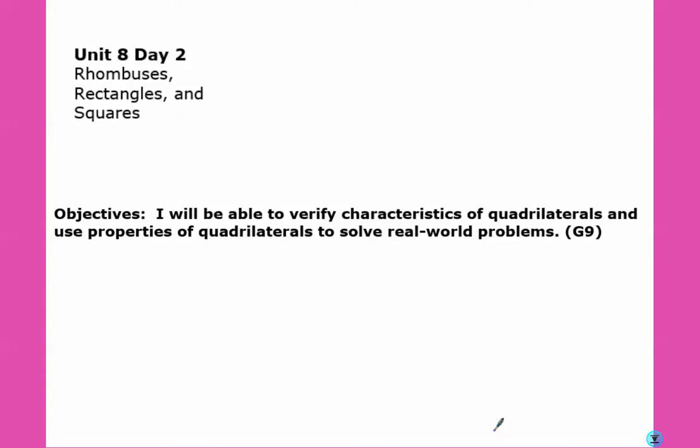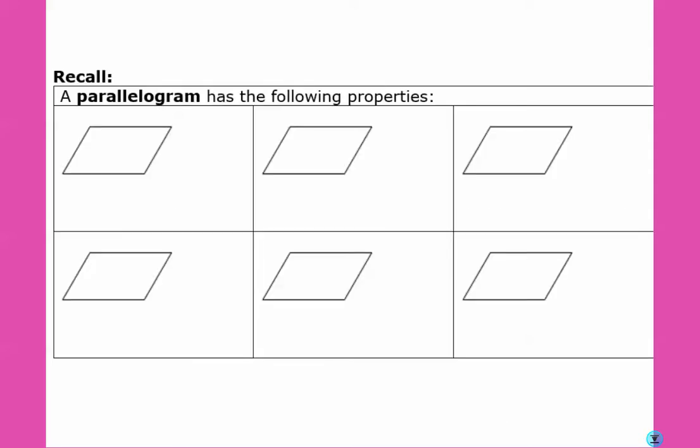All right, today we're going to be talking about rhombuses, rectangles, and squares. Our objective is that we will be able to verify characteristics of quadrilaterals and use properties of quadrilaterals to solve real-world problems. All right, first, recall that a quadrilateral is a four-sided polygon.